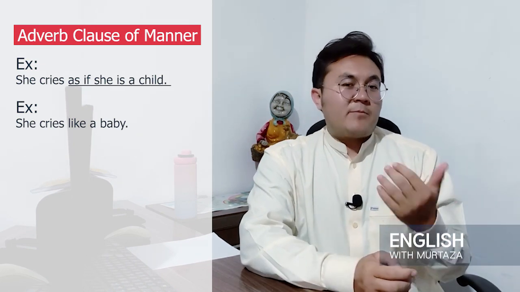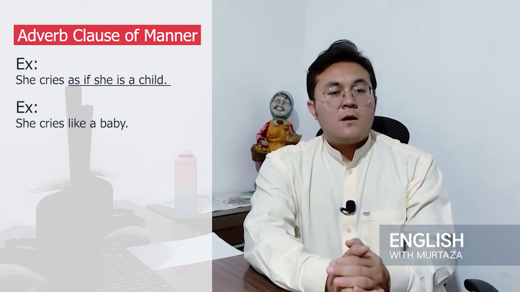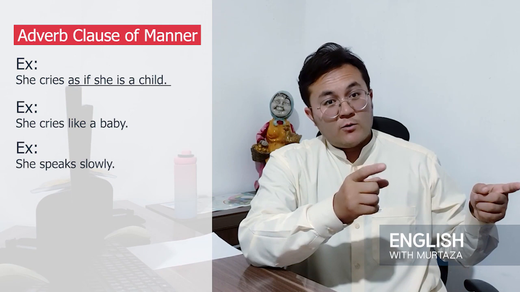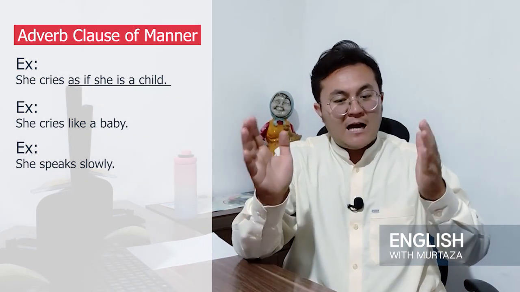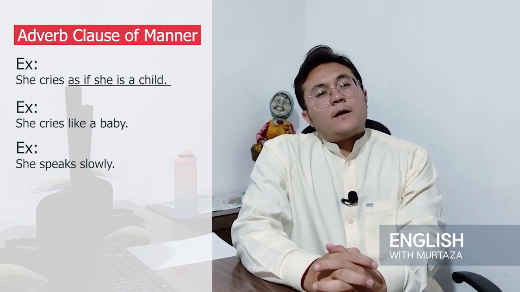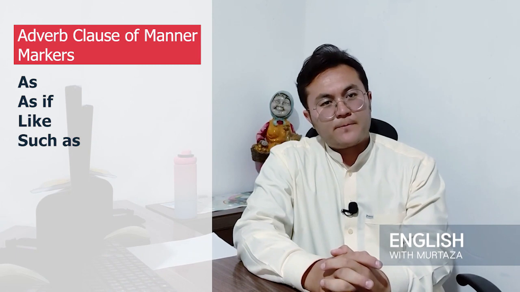Now, let me make you an example with adverb of manner. She speaks slowly. The word slowly is an adverb of manner which is used to modify the verb. How does she speak? Right? All right. Adverb clauses of manner are introduced by many words like as if, like, and such as. These are the words and markers that we would typically use in order to introduce adverb clauses of manner.